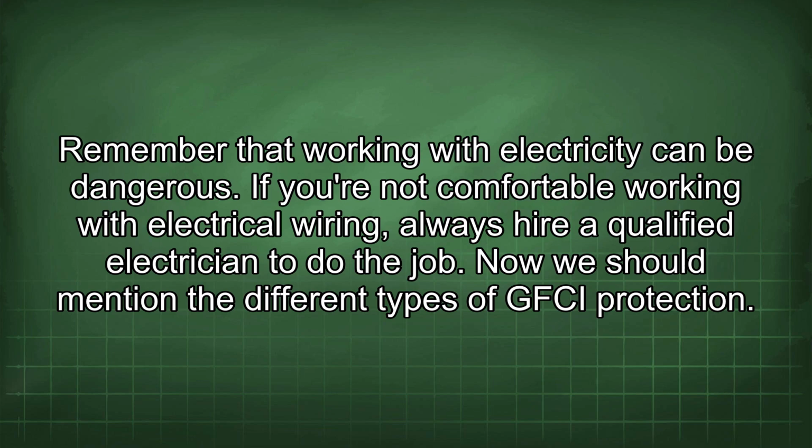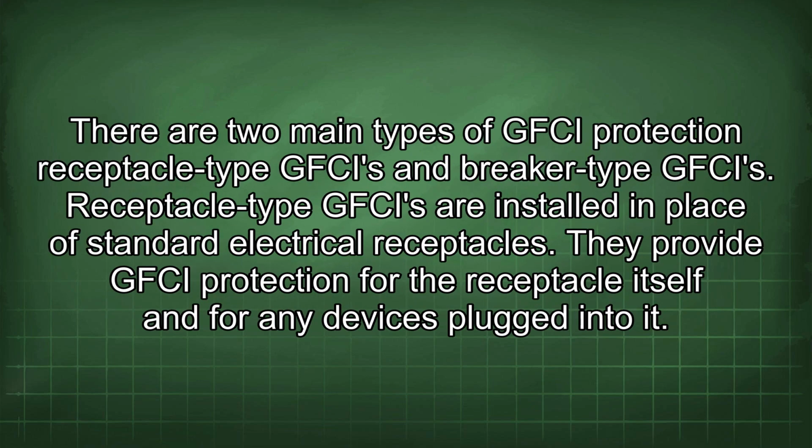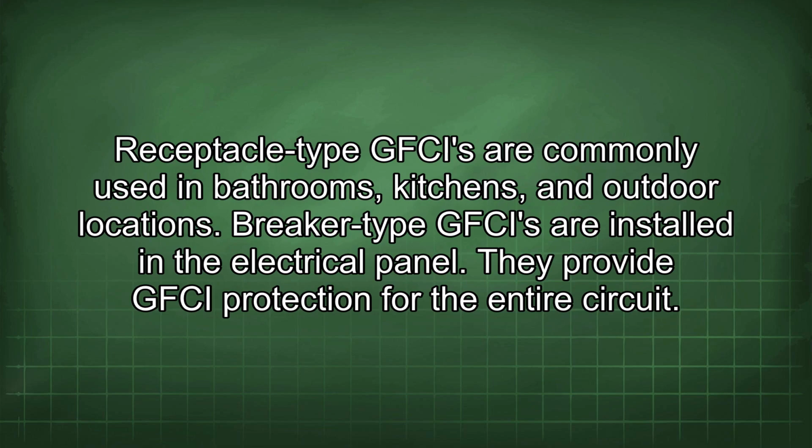Now we should mention the different types of GFCI protection. There are two main types of GFCI protection: receptacle type GFCIs and breaker type GFCIs. Receptacle type GFCIs are installed in place of standard electrical receptacles. They provide GFCI protection for the receptacle itself and for any devices plugged into it. Receptacle type GFCIs are commonly used in bathrooms, kitchens, and outdoor locations.